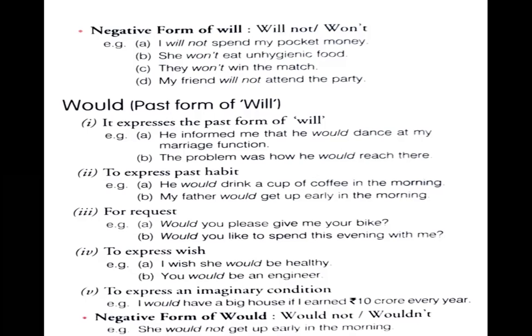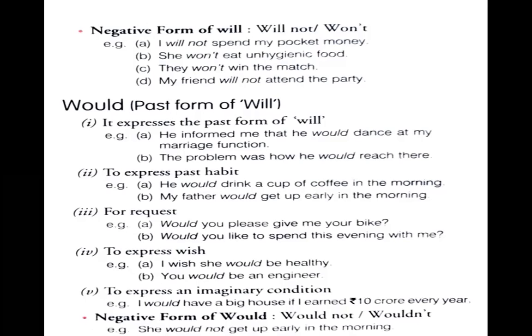To express a wish, it refers like: I wish she would be healthy. When you talk about wishing, you use would in the second part of the sentence. You would be an engineer. This is the wish of the one, feeling like the person would be an engineer, right?